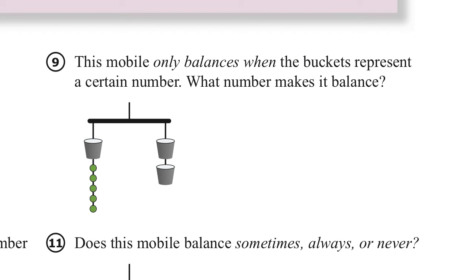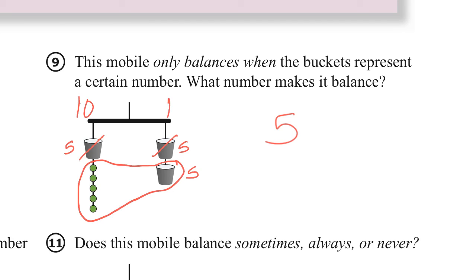In number 9, this mobile only balances when the bucket represents a certain number. So what number makes it balance? Well, here I'm going to simplify it by taking away a bucket from each side. And so what I'm left with is 1 bucket is going to be the same as 5. And you can double check that by writing down 5s by each bucket, and you would see that each side of the mobile ends up being 10, which makes it balanced.